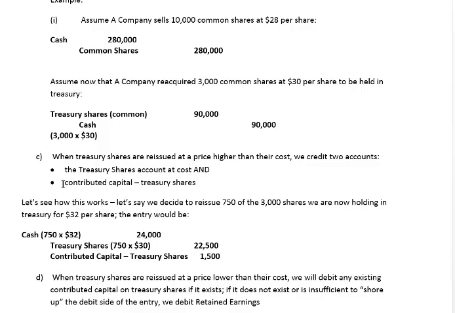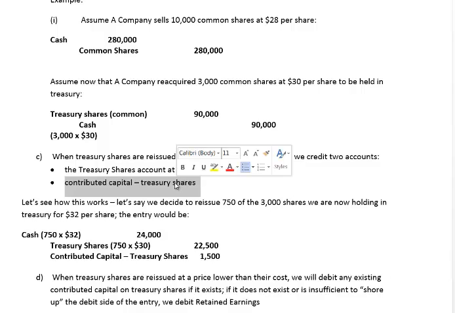But we also have to credit another account, contributed capital on Treasury shares. You were introduced to contributed capital previously when we talked about share retirement. So now we're just coming back to reintroduce you to that concept of contributed capital, but only with respect to Treasury shares. So we'll have to credit that as well. So how will the entry look?